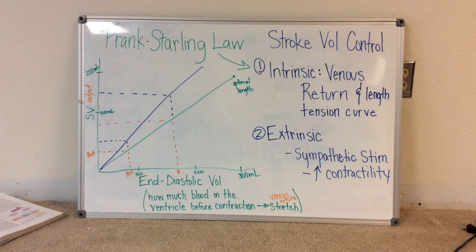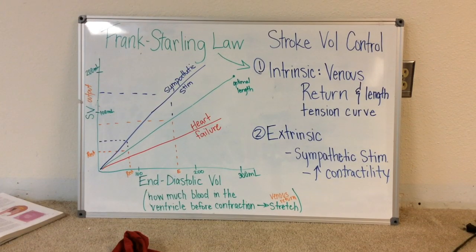As you can see, if we took the exact same resting end diastolic volume and the exact same exercise end diastolic volume and increased epinephrine or norepinephrine into the circulatory system, we would see a greater stroke volume for the same end diastolic volume.